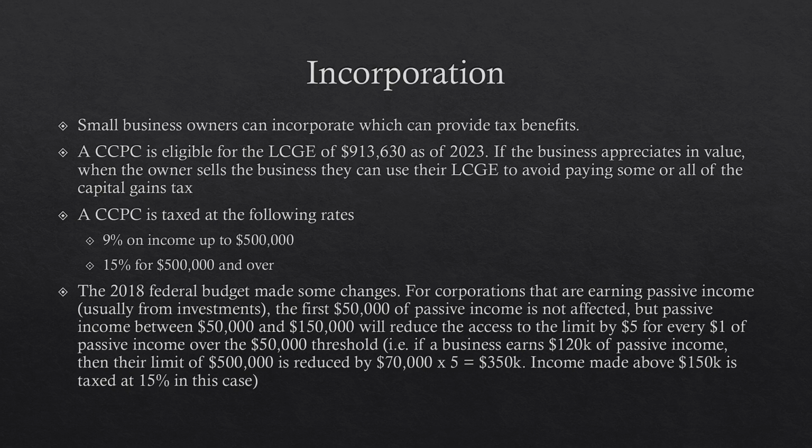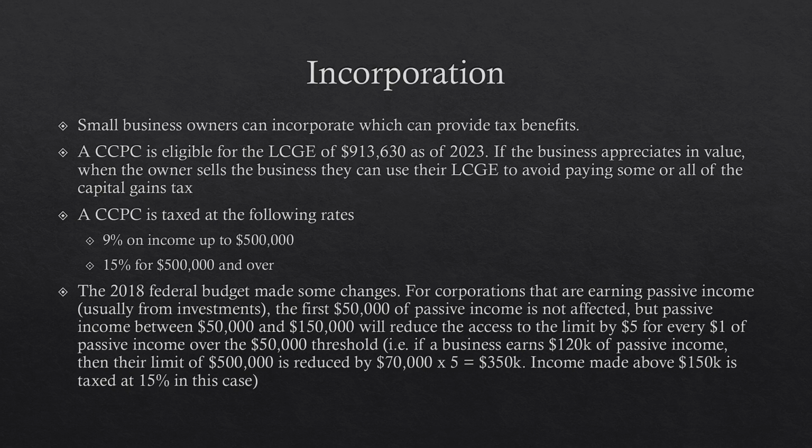A CCPC is taxed at the following rates. If that business is making income up to $500,000, they're taxed at 9% on that if they leave the money in the company. Anything above the $500,000 is taxed at 15%. And the 2018 federal budget did make some changes.